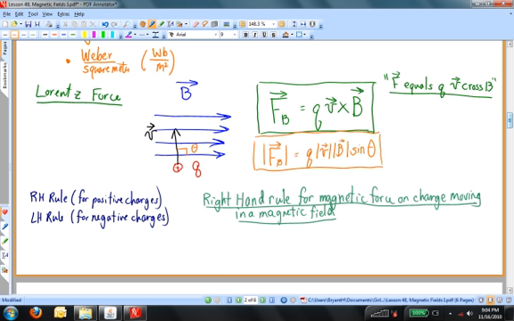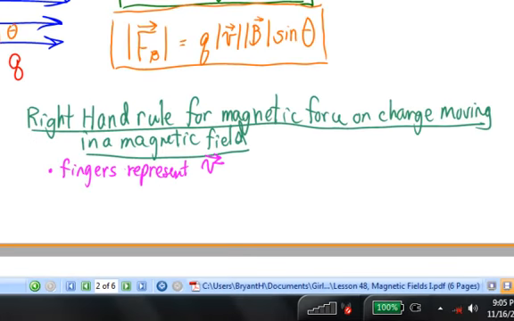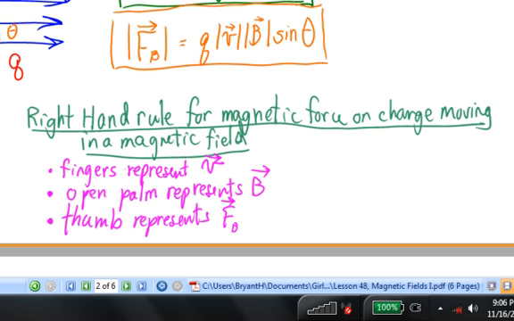In other words, the fingers of your right hand point in the direction of V. If your hand is extended flat with your thumb perpendicular to your fingers, then the open palm of your hand represents the direction of the magnetic field. When that happens, the thumb of your right hand represents the direction of the magnetic force on the moving charge. So if you know any two of these directions, you can figure out the third one by orienting your right hand in the appropriate way.